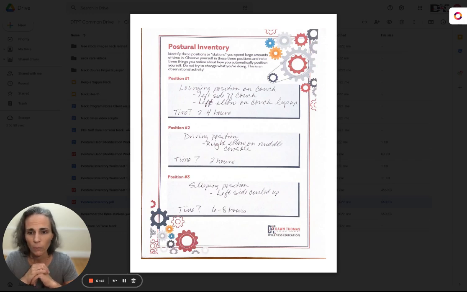Then we're going to move on to the next module and think about the next things that are coming up. And then we're going to come back to this and think about some other things on how to make some modifications. But for right now, you're just observing.